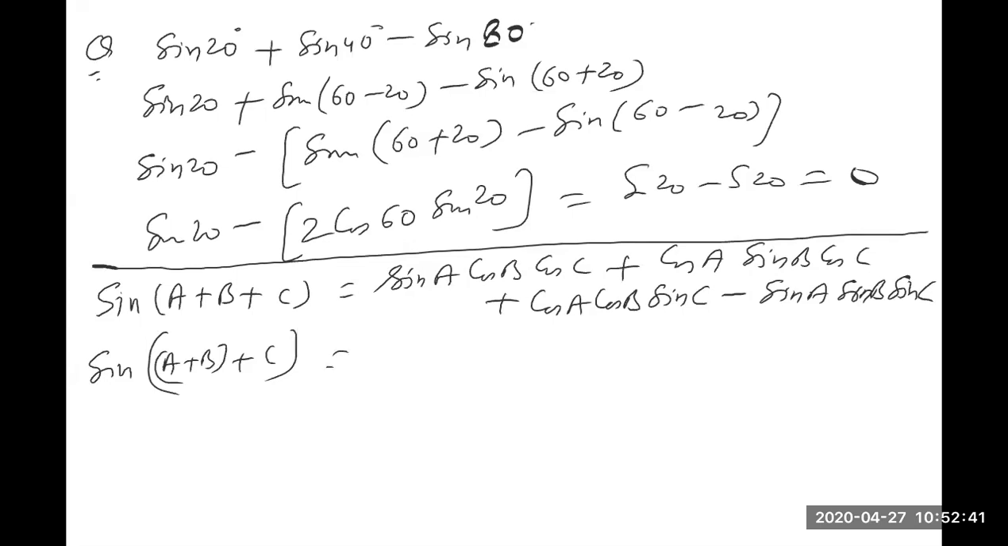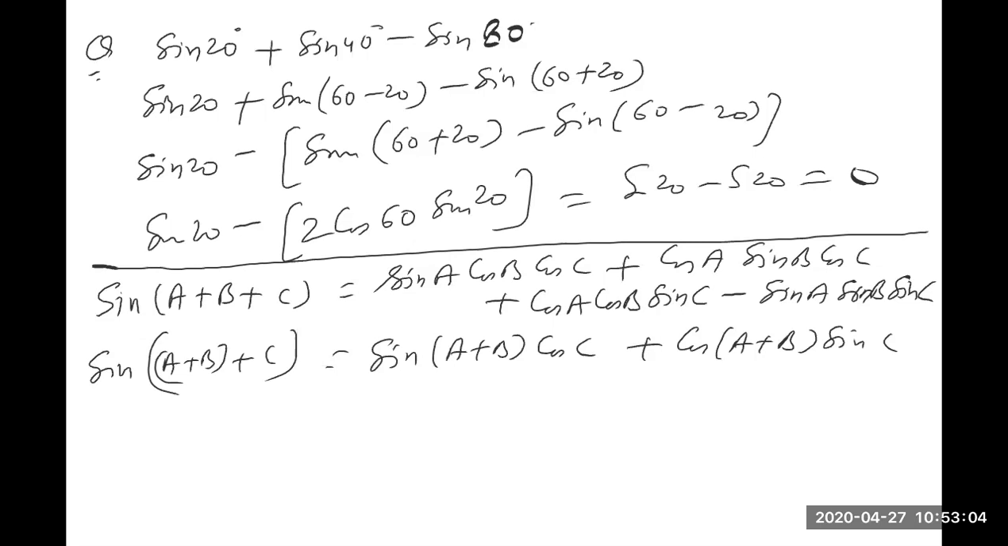Sin x, where x is A plus B, plus C. Using the sin(x plus y) formula: sin x cos y plus cos x sin y. So here I am taking A plus B as one angle, giving sin(A plus B) cos C plus cos(A plus B) sin C.